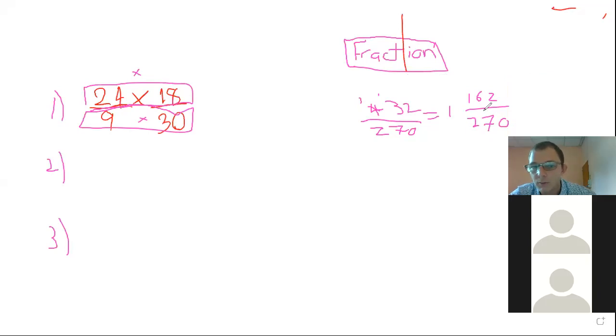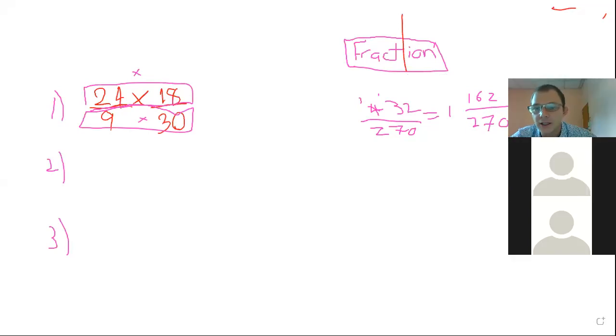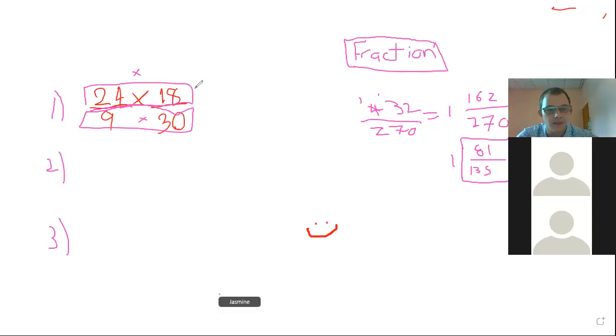Let's start off very easily. And we divide it by 2 at the top and 2 at the bottom. 162 divided by 2 equals 81. 270 divided by 2 equals 135. And this fraction, can it be made smaller? No. This is the fraction that it is. So our answer will be 1 and 81 over 135 for this question here. 1 and 81 over 135.